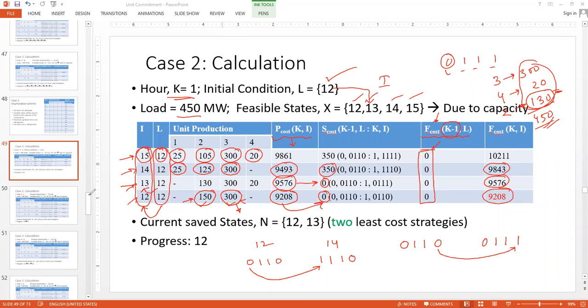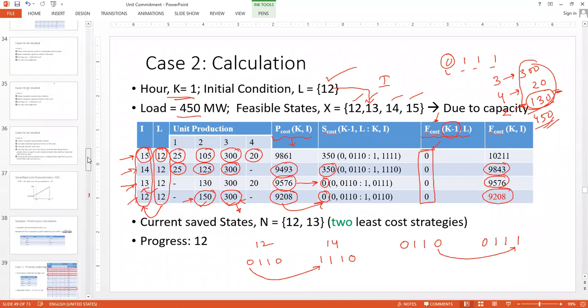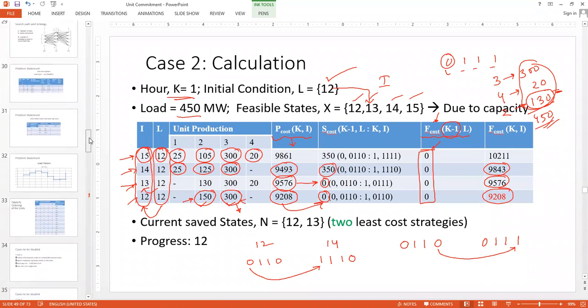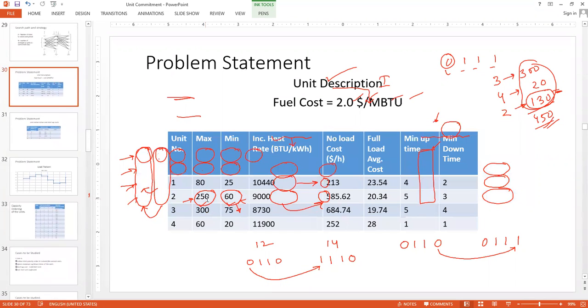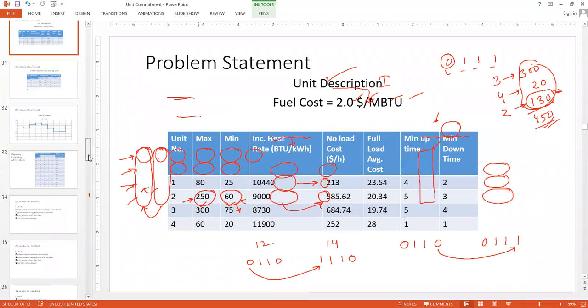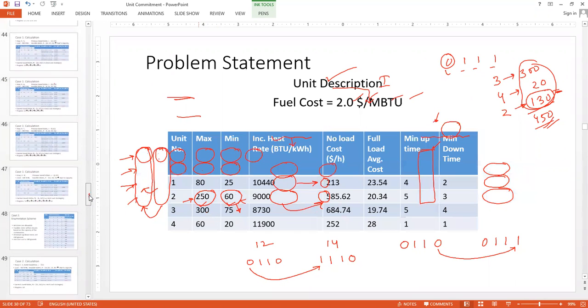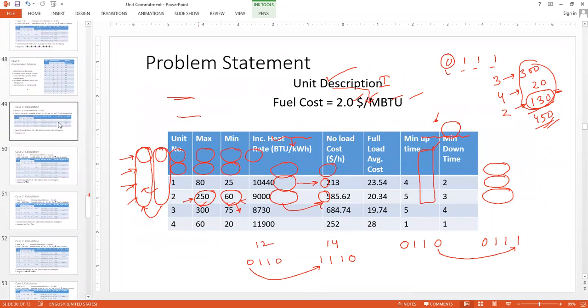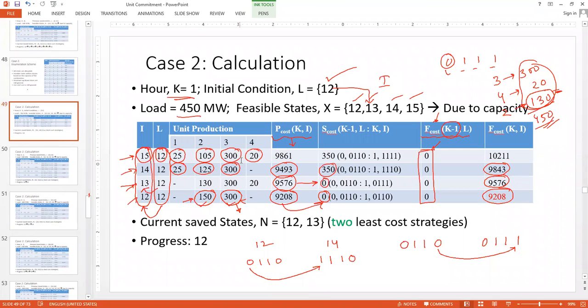But you have to check again whether this 105 is within the bounds or not for unit number 2. So let's check it. For unit 2, yeah, it is 105 we are taking. So it is between 250 and 60. So that is good enough. So you pick this value for unit number 1. So this is the combination now, 25, 105, 320. This is the production cost, the transition cost.